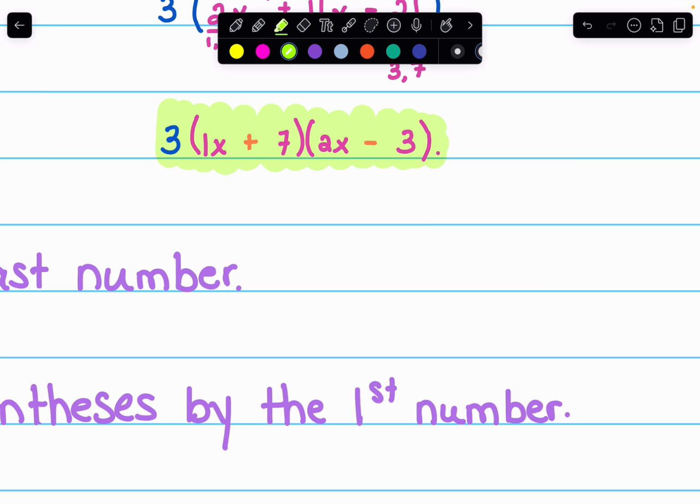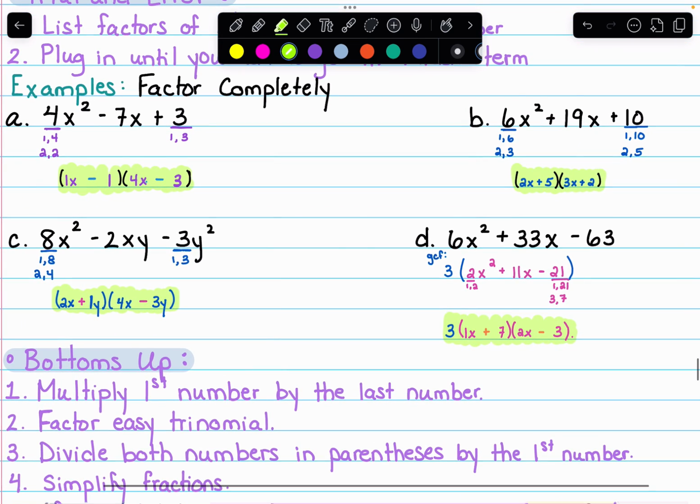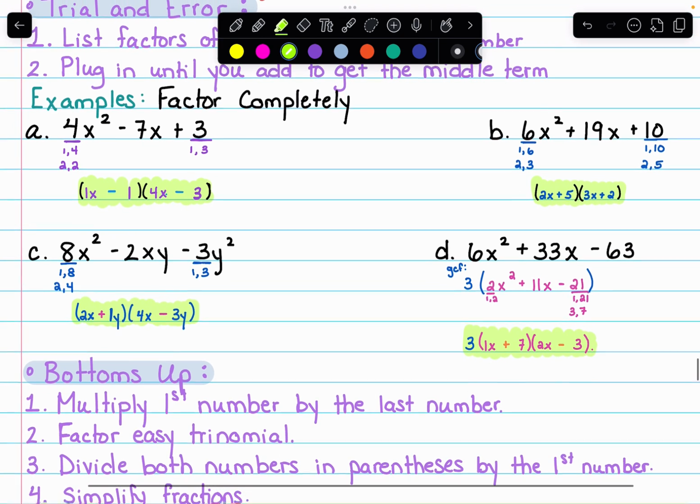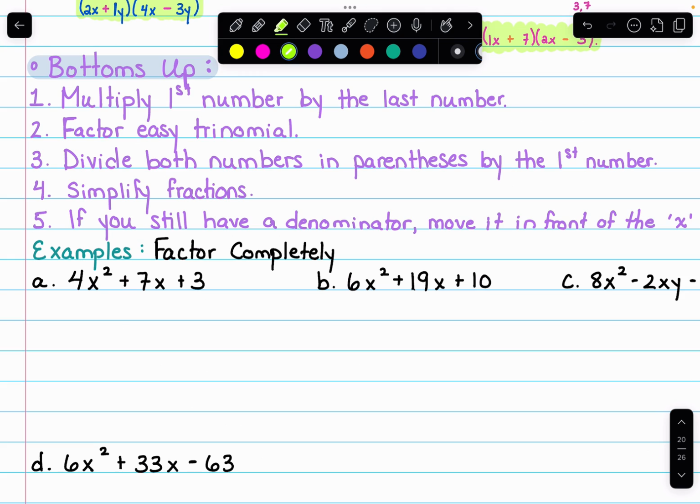All right, so again, all you're doing is trying something, seeing if it works. If it doesn't, you flip them, try something else, okay? If I did that and you said, absolutely not, I do not want to do that method at all, you can do something called bottoms up. So we're going to work the same 4 problems, but we're going to work them in a different way. We're going to get the same answer.